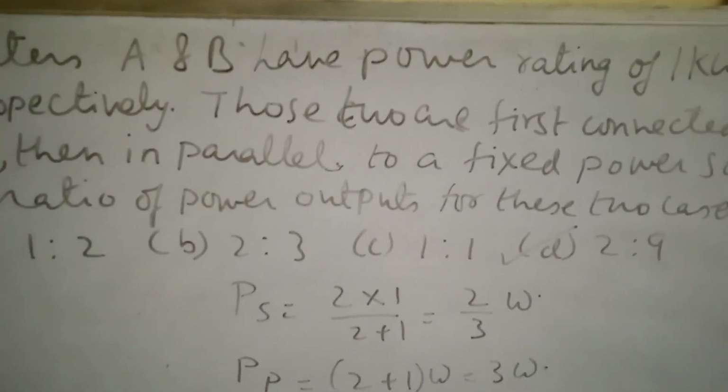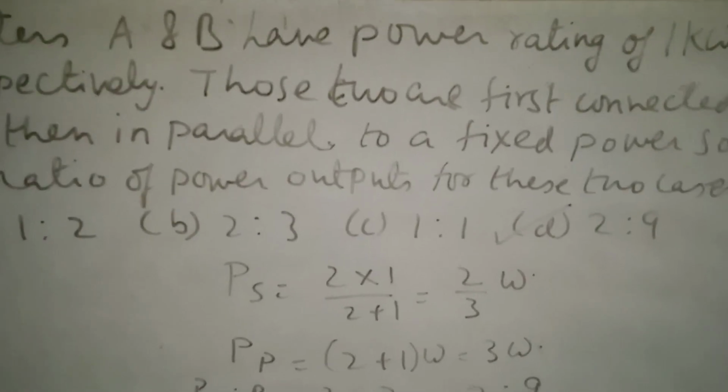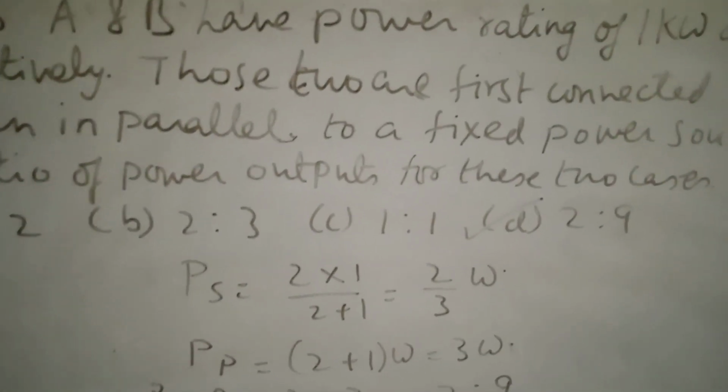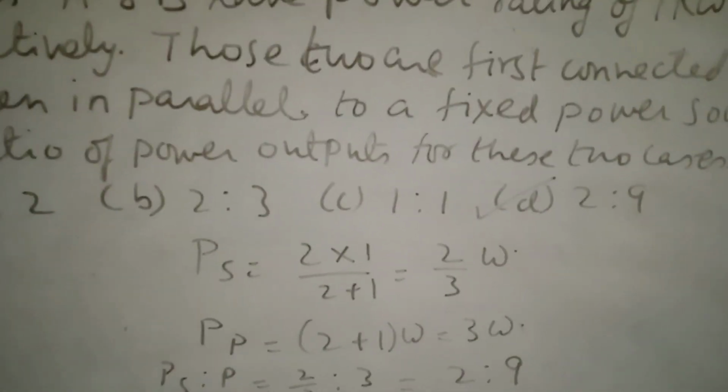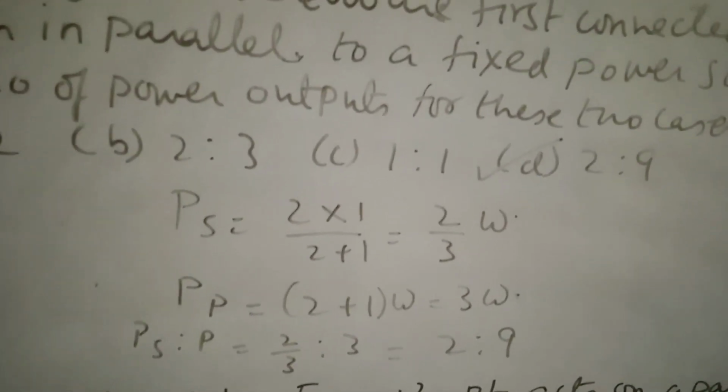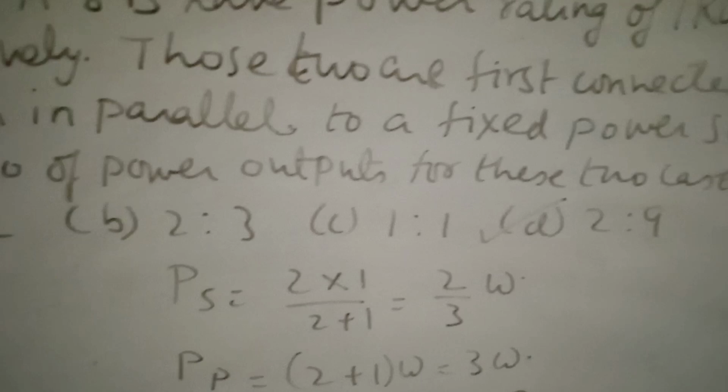And power in parallel will give you P1 plus P2, that is 2 plus 1 watt. So it will be 3 watt. So PS by PP equals 2 by 3 divided by 3. So that will be 2 by 9. So option number D is correct.